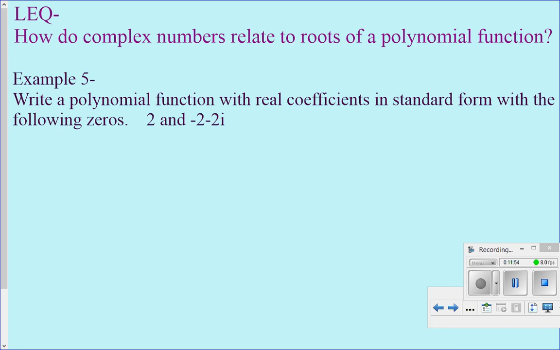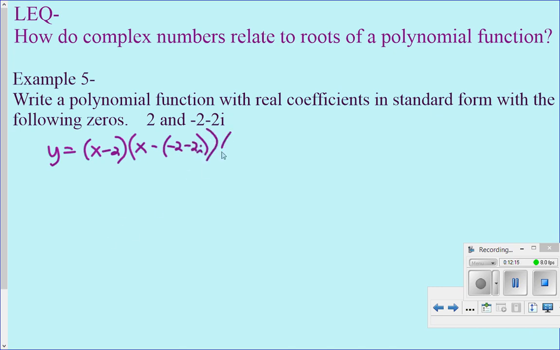So I'm going to start with looking at the root. I'm going to write y equals, if 2 is the root, then x minus 2 is the factor. So I have negative 2 minus 2i. So again, I'm putting x minus in front of that. Now I'm not trying to do too much in my head all at once. I'm just putting x minus in front, and then I'm copying that, negative 2 minus 2i.